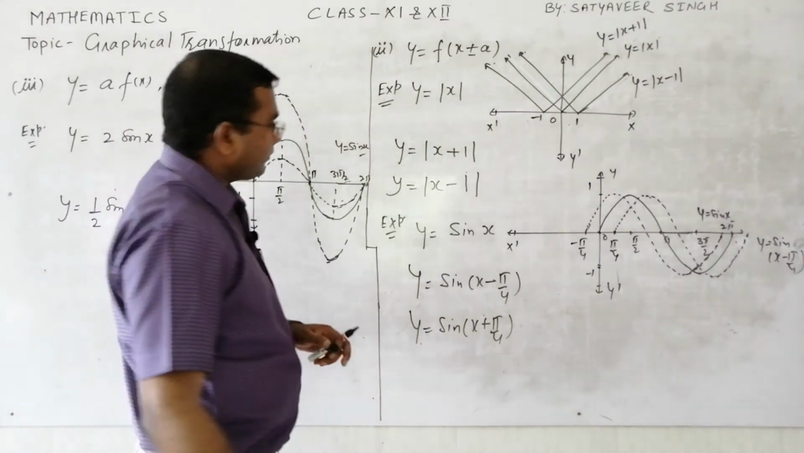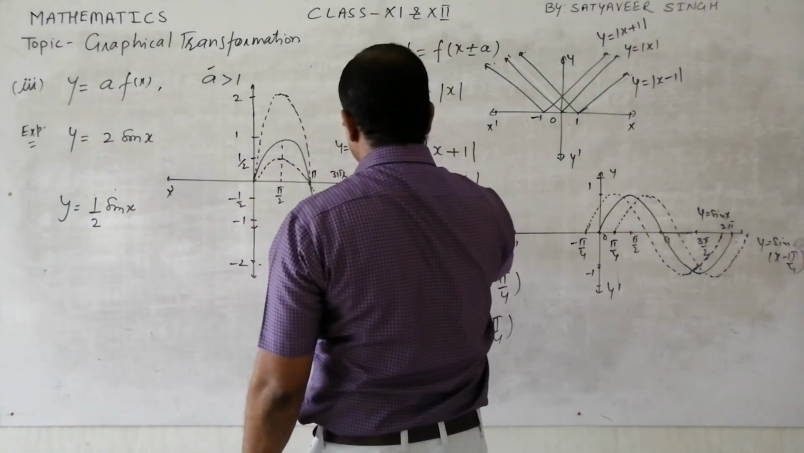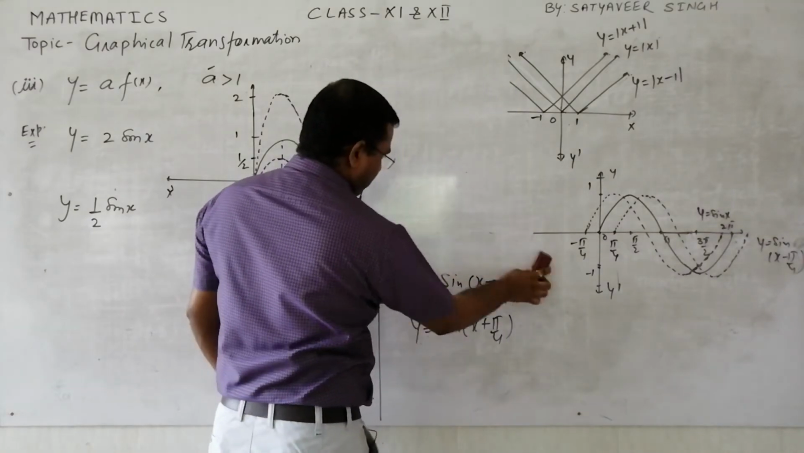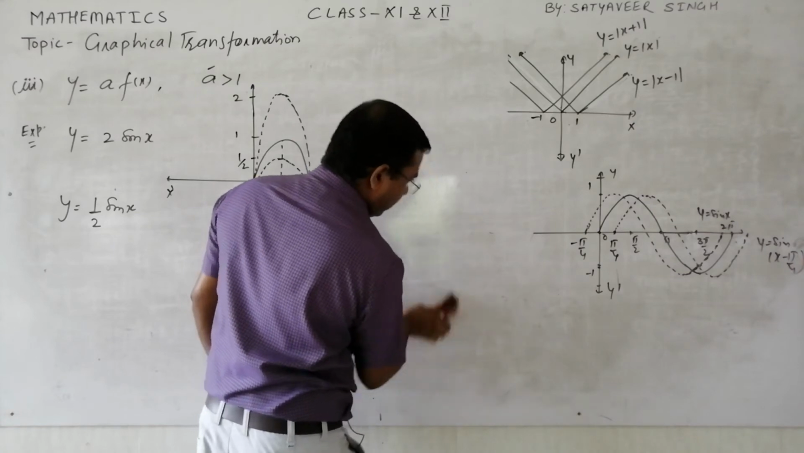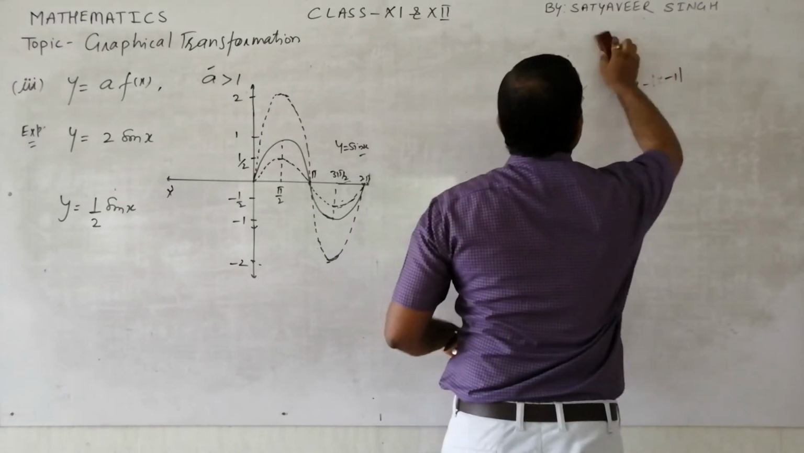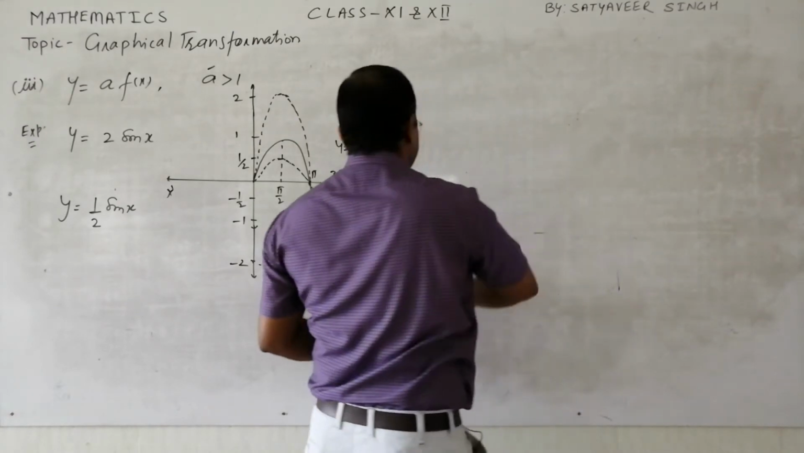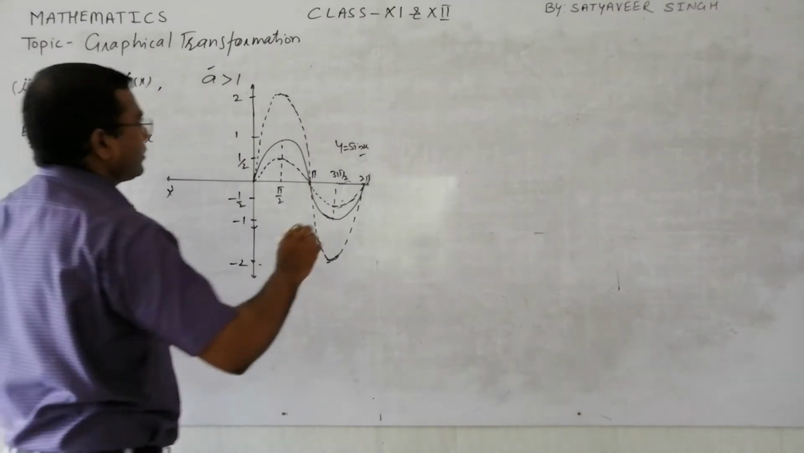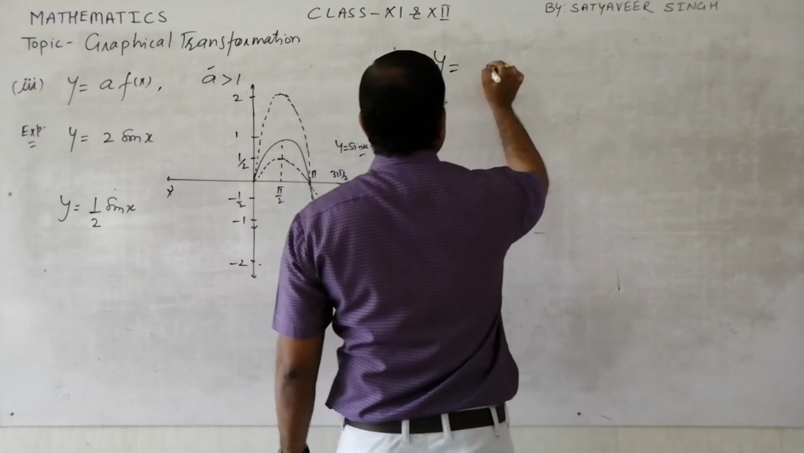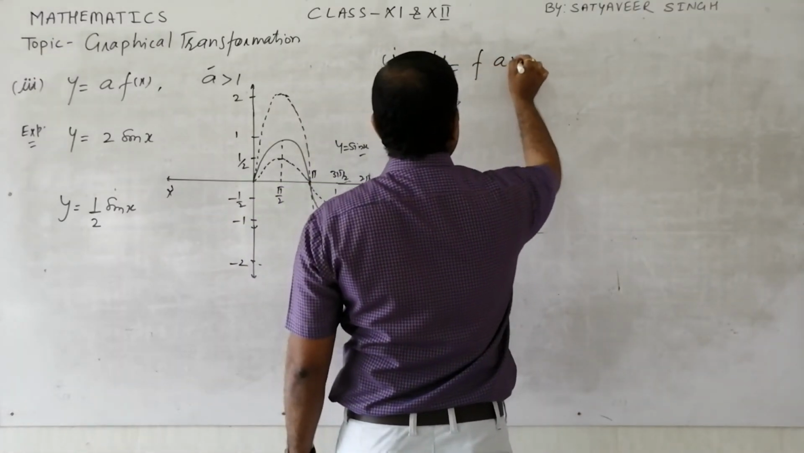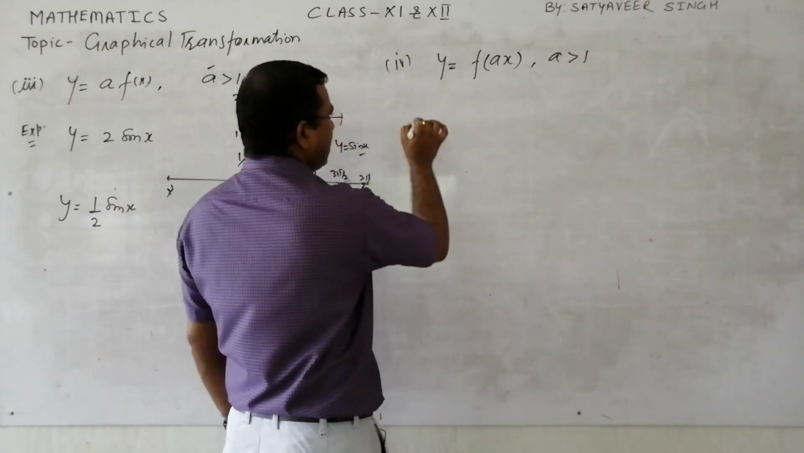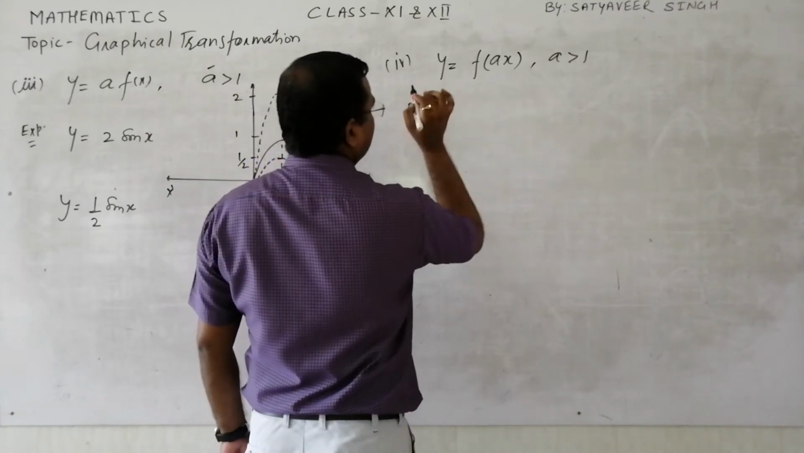See the next one. This is very interesting and very useful also. Student, you must always keep this idea in your mind related to this kind of transformation. See, one more thing is possible. If I am writing y is equal to f of ax, here also we can say a is greater than 1. What happens? This also I can explain to you with the help of an example.